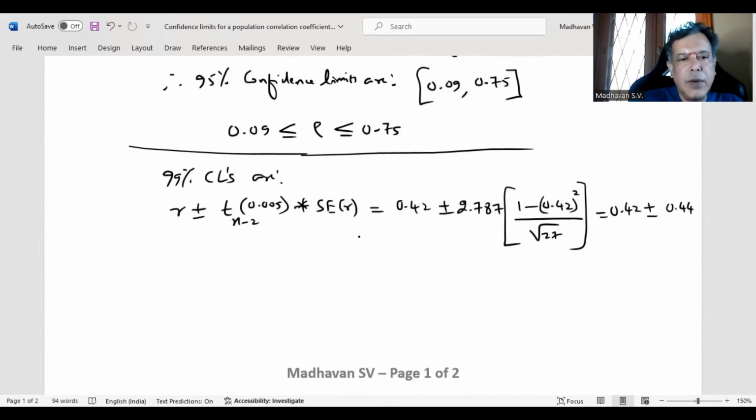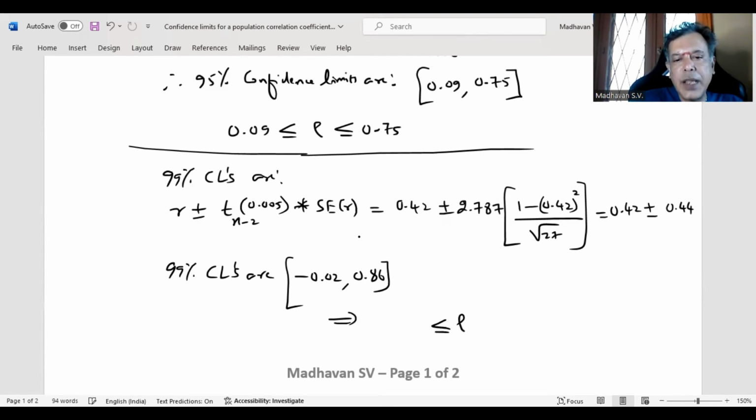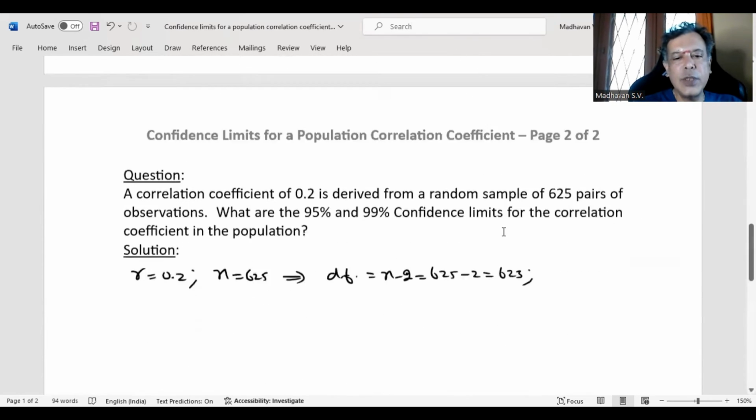That means our 99% confidence limits are: the lower limit is 0.42 minus 0.44, which gives us negative 0.02, and the upper limit is 0.42 plus 0.44, which gives 0.86. This implies that our population correlation coefficient lies between negative 0.02 and 0.86. That will be the solution for the first question. Let us move on again to the second question.